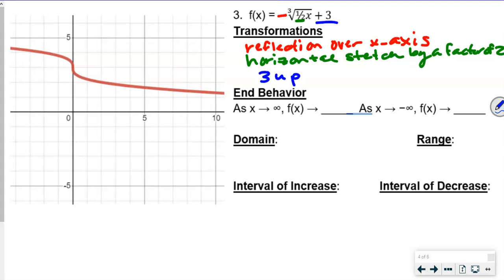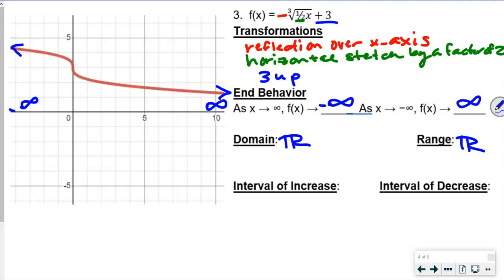Okay. So now we're looking at our graph here, right? What are our end behaviors? As we head towards infinity, where's the graph headed? Down, right? So it's negative infinity. As we head left to negative infinity, where's the graph headed? Towards positive infinity. Now, domain and range for cube root functions, I told you guys that it's all real numbers, right? In all real numbers, so that's what you need to remember.